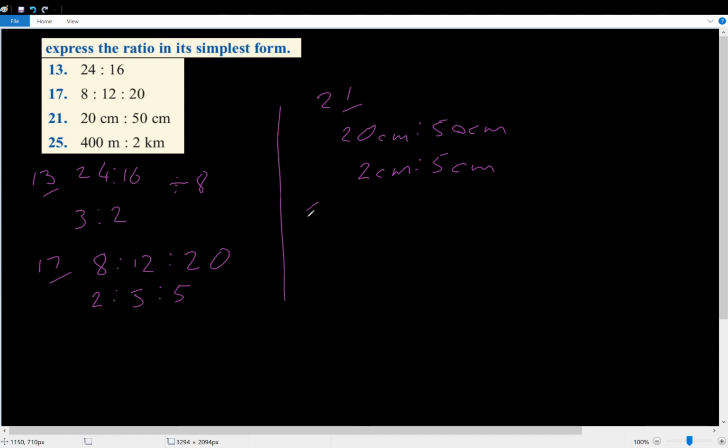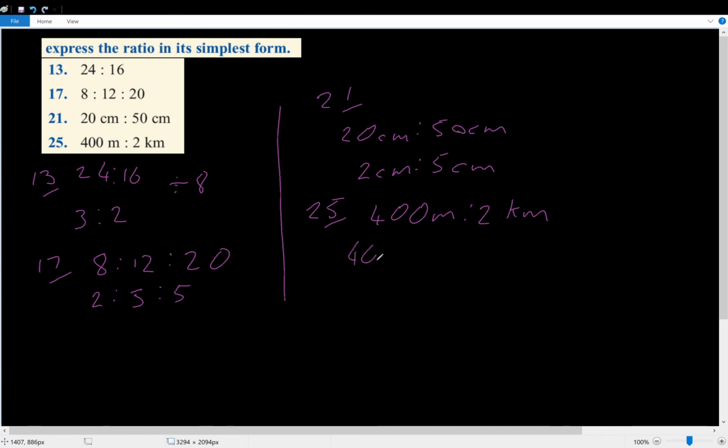And for the last one, we can take a look at 25. For 25, they're trying to trip you up a little bit with this question, because you're given the ratio of 400 meters to 2 kilometers. And you might immediately think, well, they're both divisible by 2, and you would end up with 200 to 1. But that's not quite going to work, because in order for this to work, the numbers have to both be in the same units, which means we're going to have to convert our kilometers here to meters.